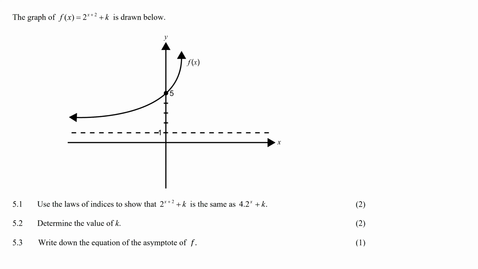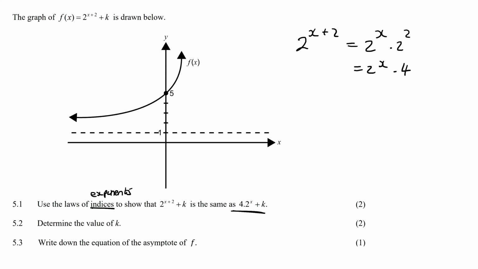Here we have an exponential graph, and they've given us this part over here. All that they haven't given us is this part. The first question says, use the laws of indices, which is also exponents, to show that this is the same as this. We know that if you have something like 2 to the x plus 2, you can rewrite it as 2 to the x and 2 to the 2. And we know that 2 to the 2 is 4.